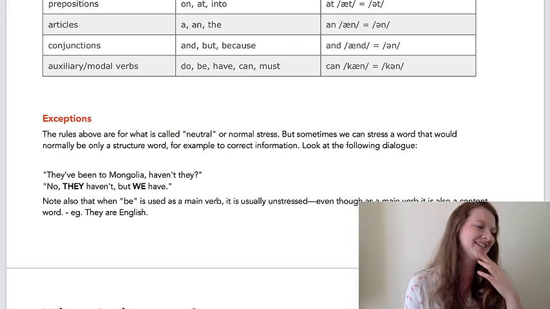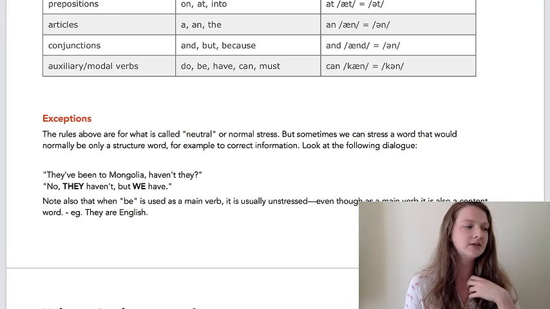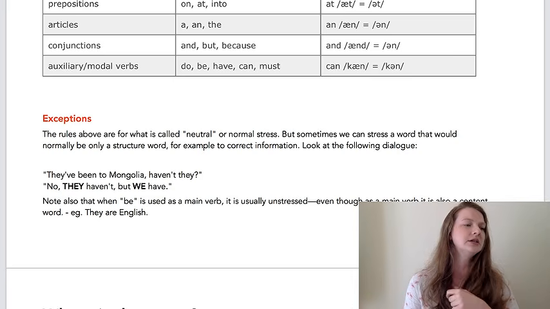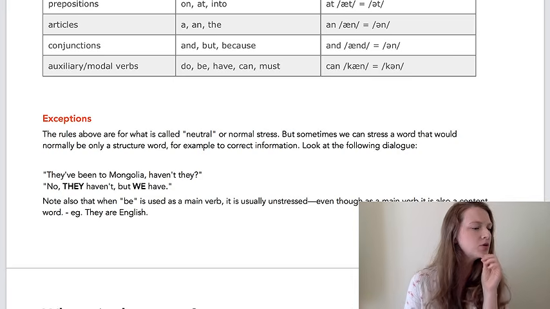Good, Sunil. The weak form is in of, isn't it? The weak form is in of. I'm not sure what you mean, Sunil, sorry.